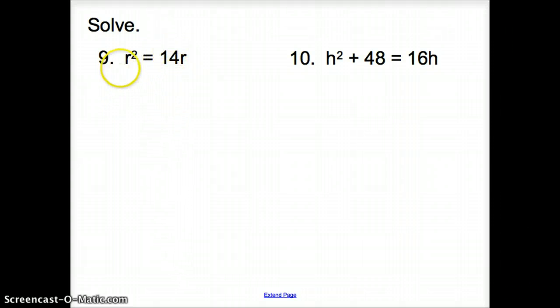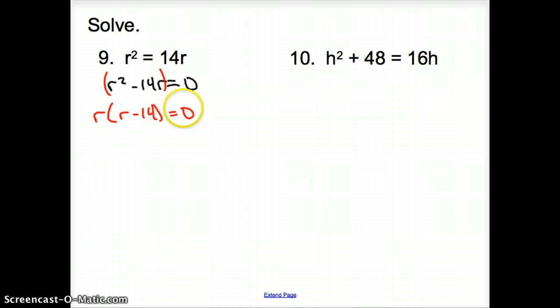So I'm going to subtract the 14 over to get r squared minus 14r equals 0. Now it's important to include that 0. We are only factoring this right here, what's inside the red parentheses. So let's factor that. We pull out an r, we'll be left with r minus 14 equals 0.